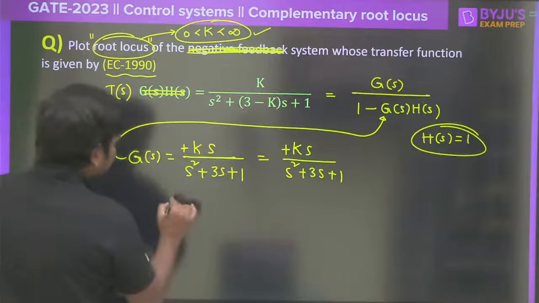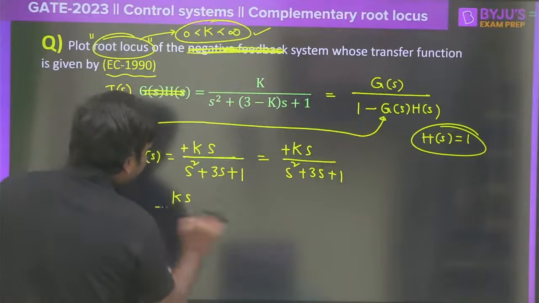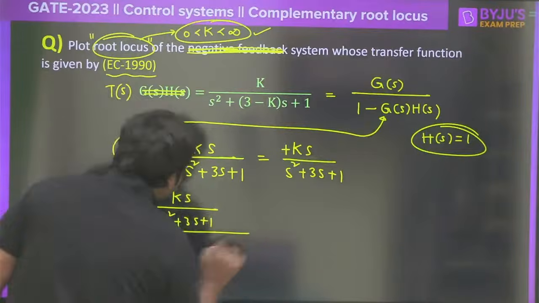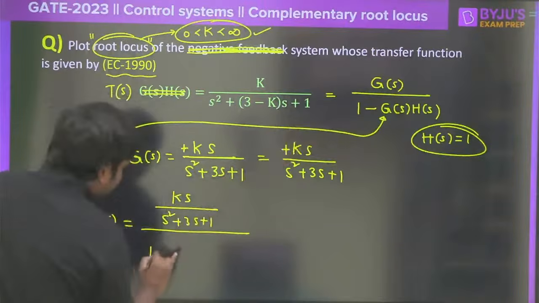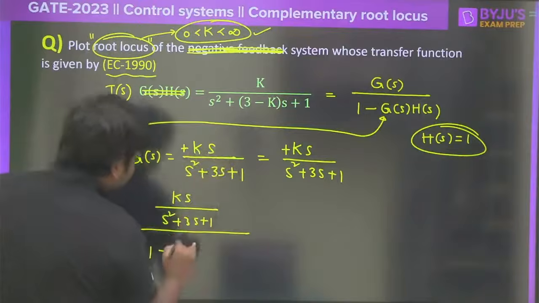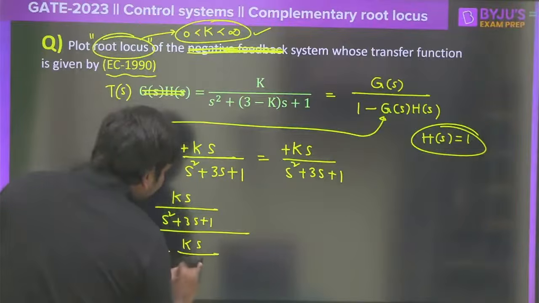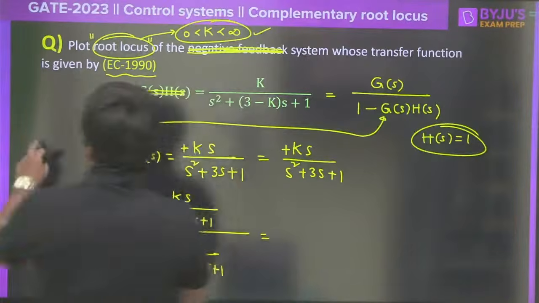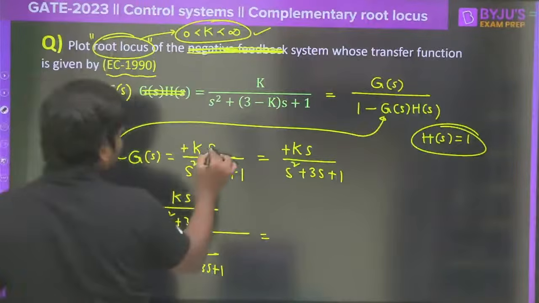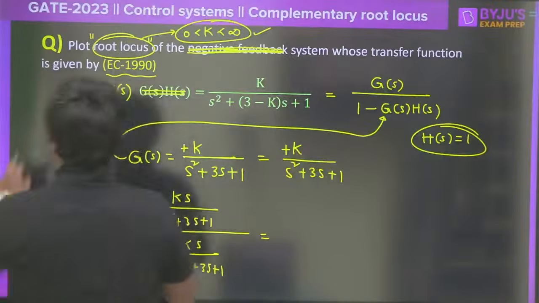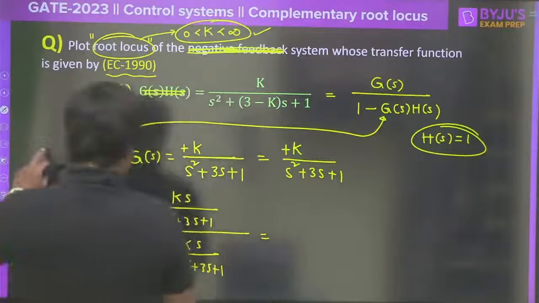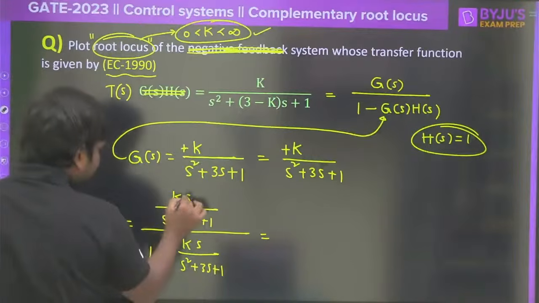So if you take here ks, right, divided by s square plus 3s plus 1, whole divided by 1 minus g of s into h of s. And this is g of s, so k into s divided by s square plus 3s plus 1, h of s is 1. Now if you go back, what you are going to get, I think s will not be there here, I'm sorry, so simply s will not be there. So then it is going to become like here, one second, a small modification, s is not required here.